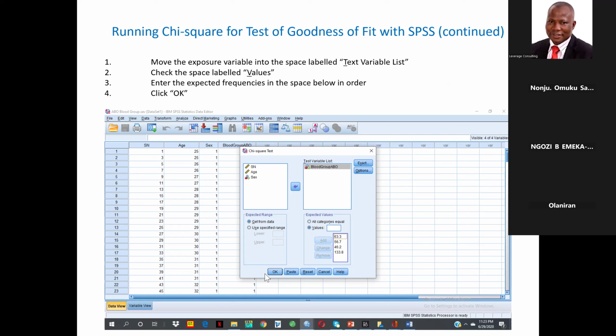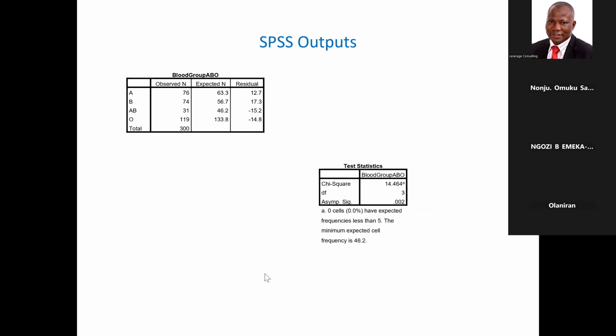You arrange according to the way, like for this one, A, B, AB and O. So you now put the expected value and keep adding it. That's how you enter 63.3, 56.7, 46.2, 133.8. Those are the expected values we calculated for each category. When you do that, you run it.